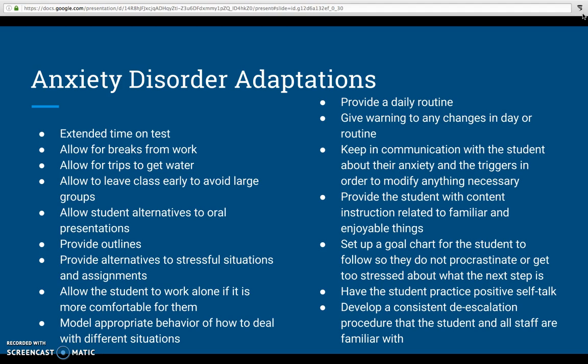For an anxiety disorder adaptation, you want to make sure to allow extended time on tests and allow for breaks, so if they're feeling stressed, they can have a break or go get a drink of water. You want to allow the students to possibly leave early so they avoid large groups. Maybe an alternative to oral presentations would be a written presentation that they give to you, something where they're not overly stressed out in front of a lot of people, because that causes them to be anxious and then causes them to have anxiety attacks as well.